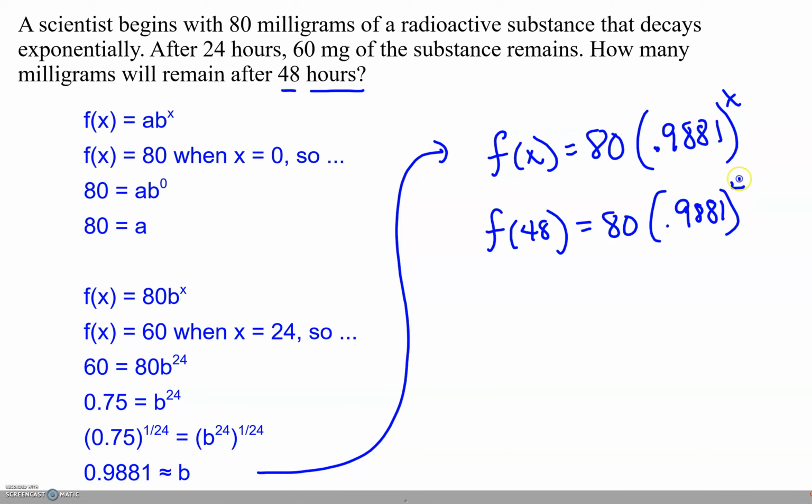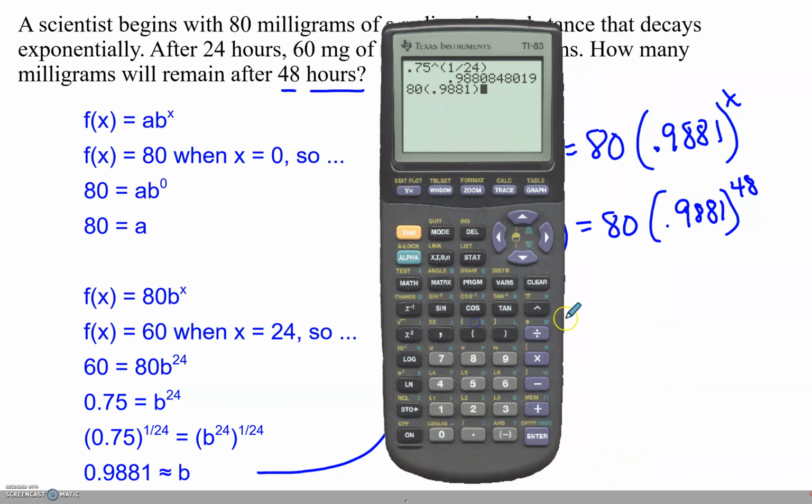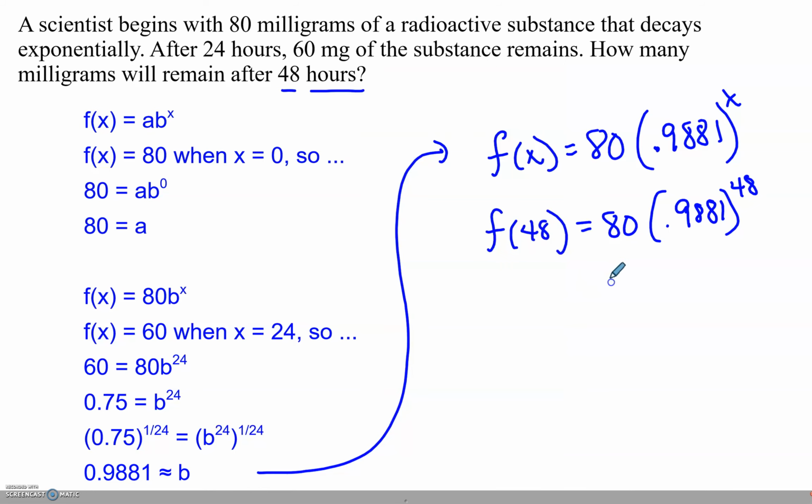80 times 0.9881 raised to the 48th power, and we'll grab that calculator and put that in. So I have 80 times the 0.9881 and close that, and that's being raised to the 48th power. And there we go. On this one, the milligrams were given in whole numbers, so I'm going to round this to the nearest whole number and say approximately 45 milligrams.